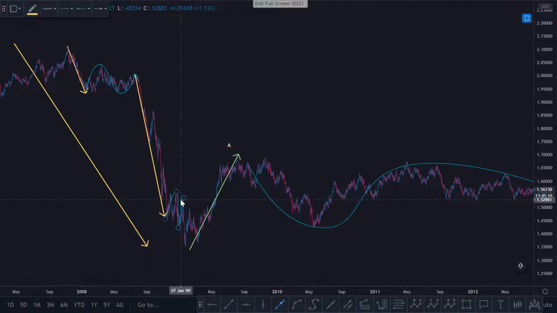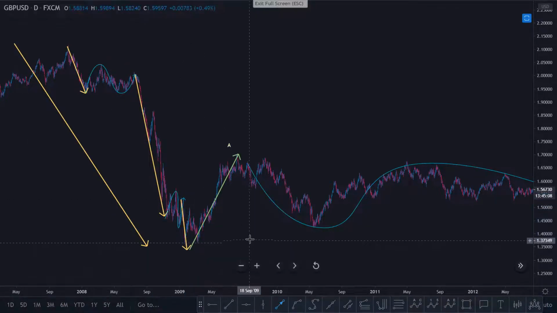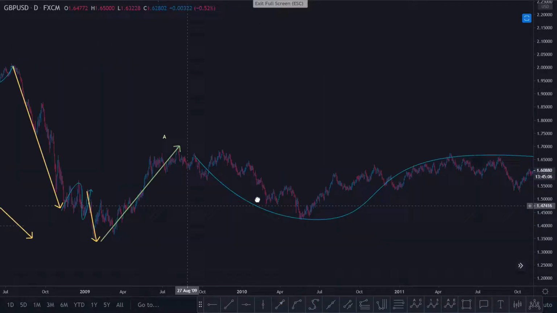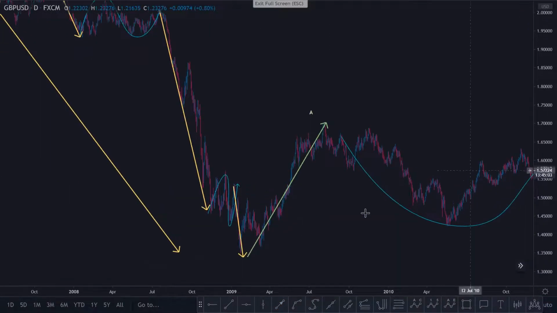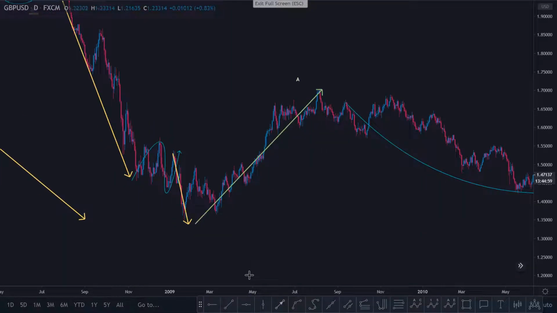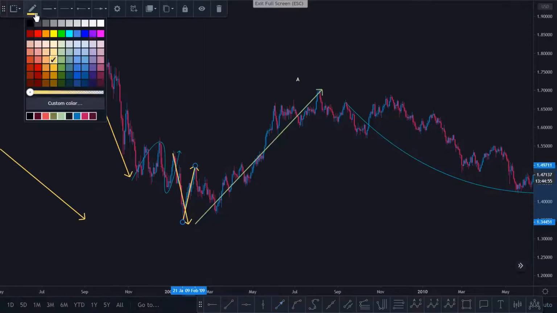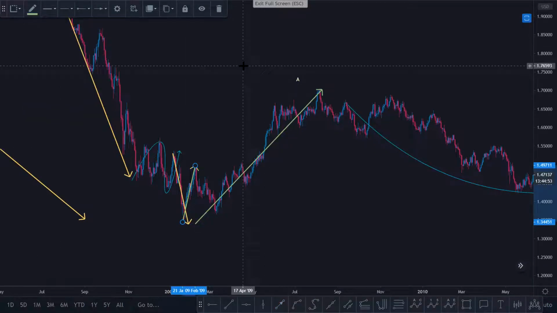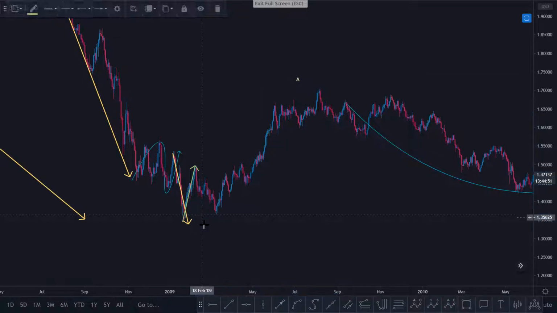And we have another impulse. And then delving into the impulsive correction, or the A wave, we have the same characteristics. We have an impulse. And I'm going to make this green to show you that it is a corrective impulse, what we call a corrective impulse.